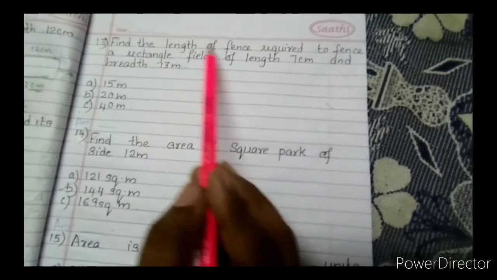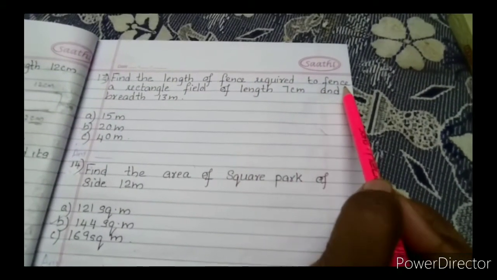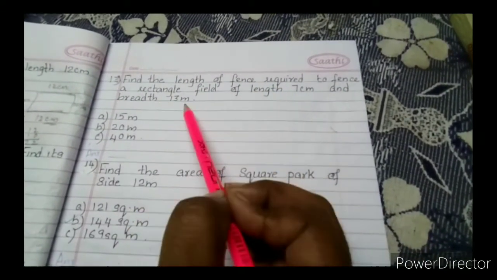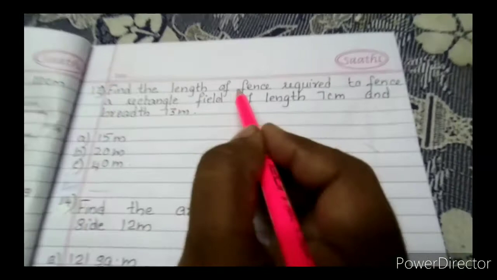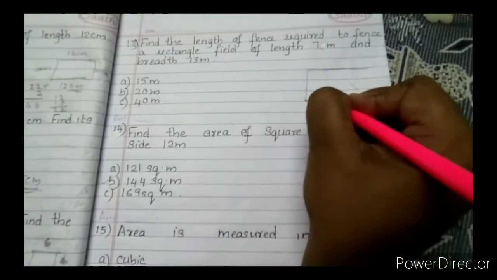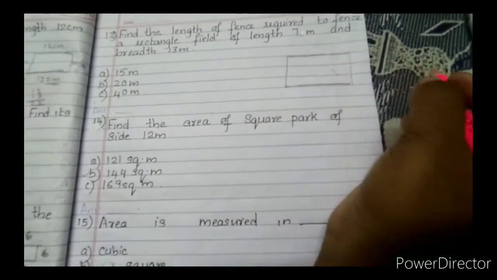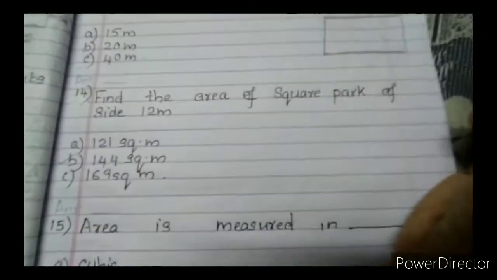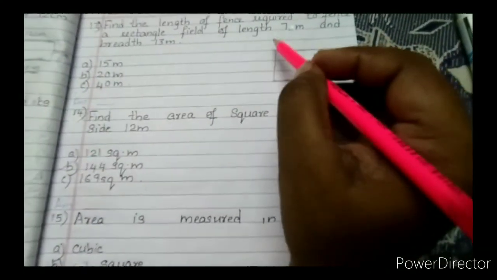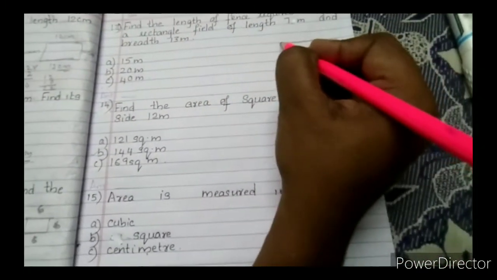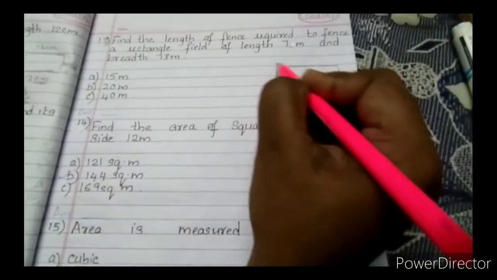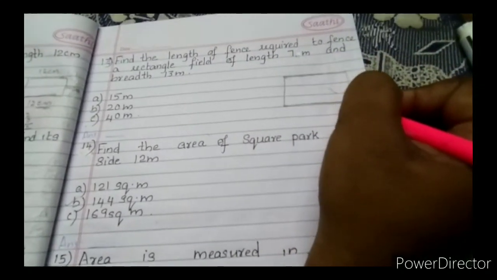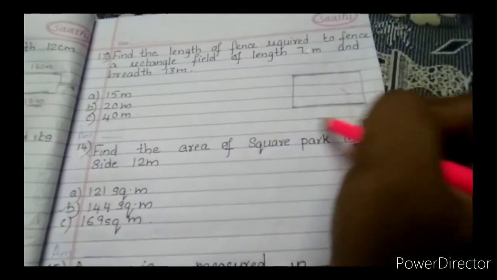13th question. Find the length of fence required to fence a rectangle field of length 7 meter and breadth 13 meter. We have to find out the length of the fence. How to find out the length? That means boundary. The length of the boundary is called a perimeter. We have to find out the perimeter.